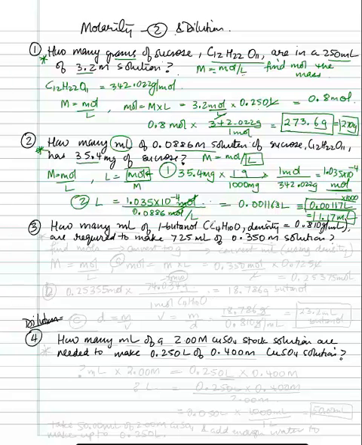Next problem is a little bit different about molarity. How many milliliters of 1-butanol, and this is the formula given to you, C4H10O, with the density of 0.810 grams per milliliter, are required to make 725 milliliters of 0.350 molar solution? Okay, so these are our numbers that we will need.